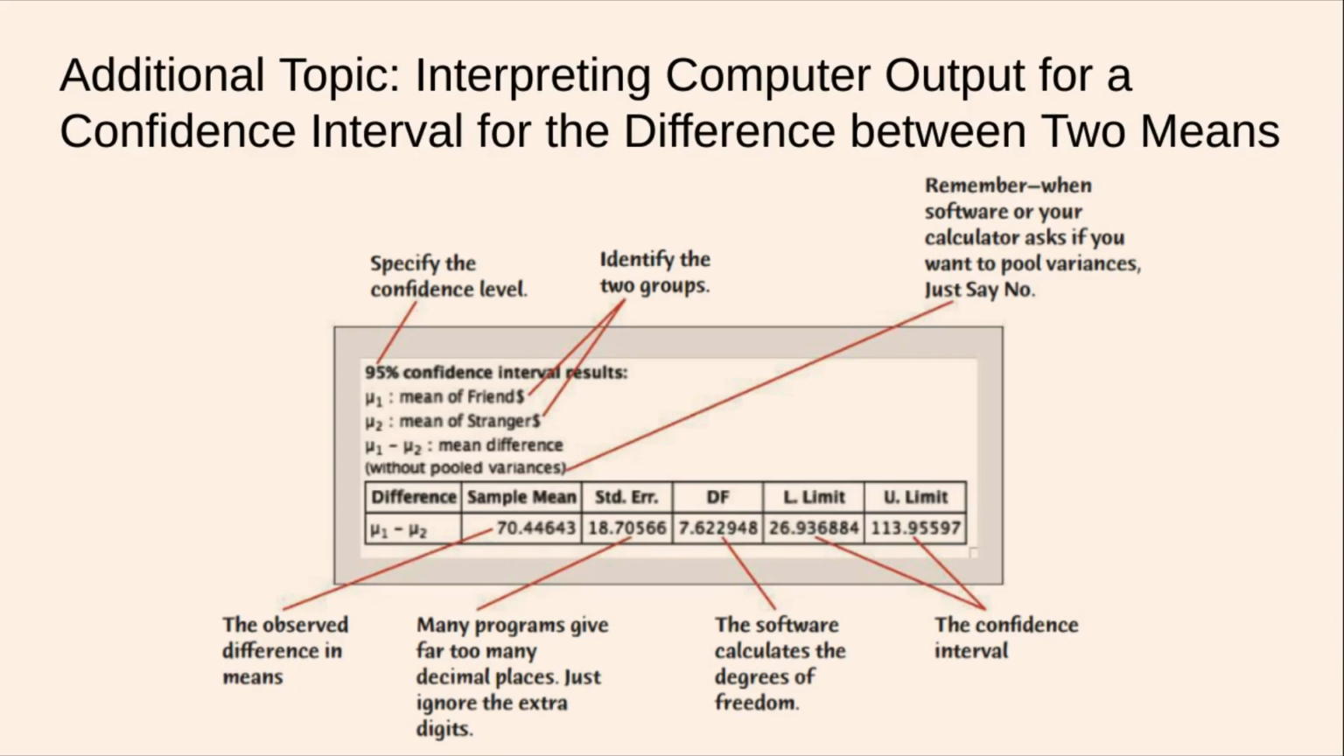So let's talk about an additional topic. We're going to interpret computer output for a confidence interval for the difference between 2 means, all right? So this up top here specifies the confidence level. We have the 2 groups right here. We have an observed difference in means. All right, so we have mean 1 minus mean 2. What is our sample mean difference? All right, this is not just a sample mean. This is the difference of the sample means, mean 1 minus mean 2. And then we have standard error, so we have a measurement of spread as well.